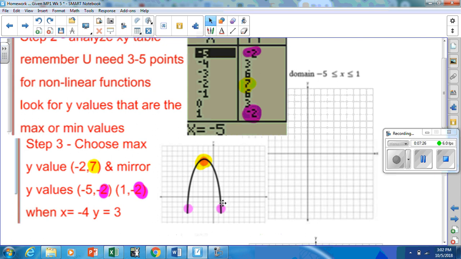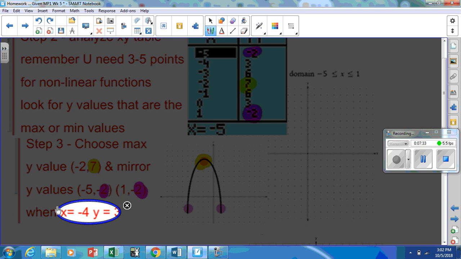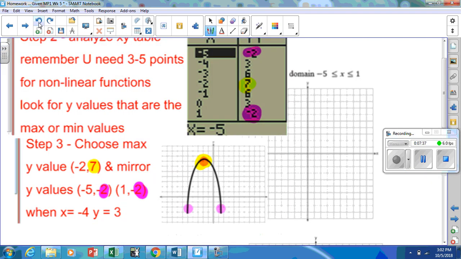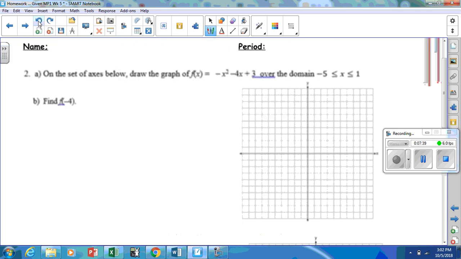So finally, we have to answer the question. When x is negative 4, y is 3. All right, let's consider our next question.